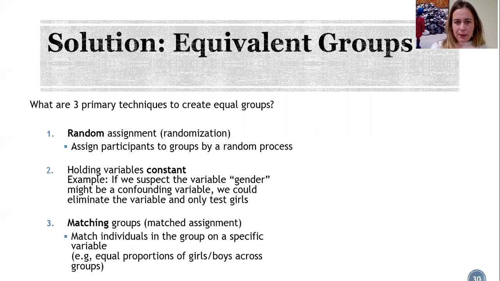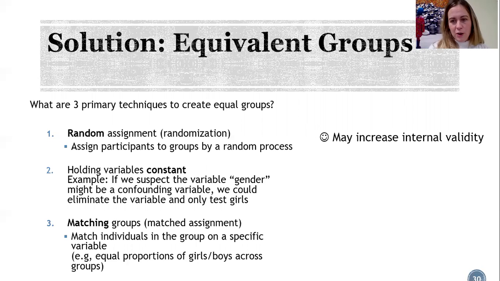We're randomly assigning people to different groups. This is going to be a good thing in that we're more likely to ensure that groups are equivalent on lots of different variables, but because we're relying on chance, we're not going to ever know for sure that groups are equivalent. So this may increase the internal validity, but may not.